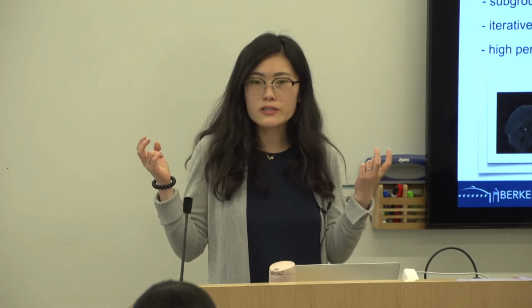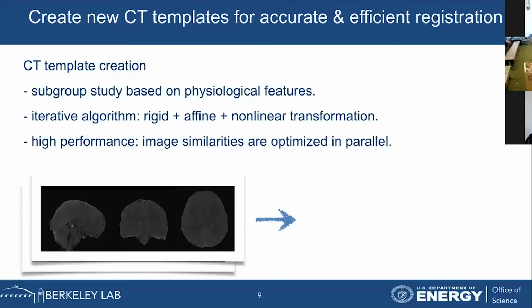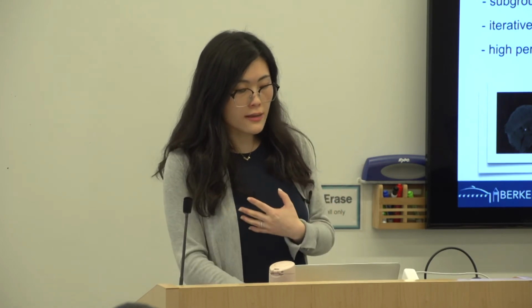So a CT template is basically a reference that we want to register all of the patients' CT scans to, because it's a common coordinate in an optical sense. So we want to do this study by subgroup. What I mean by that is, people's brains are different, especially differentiated by age and gender. So particularly, we divided it into 6 groups based on age and gender, and then in each subgroup we collect multiple data, and on the average sense we generate this template.